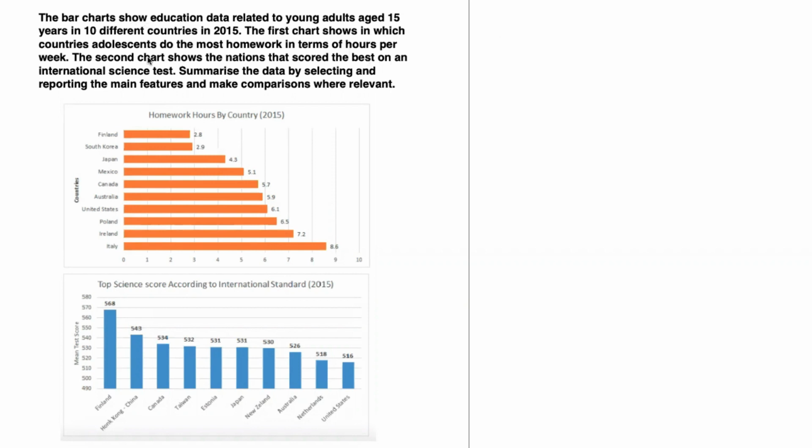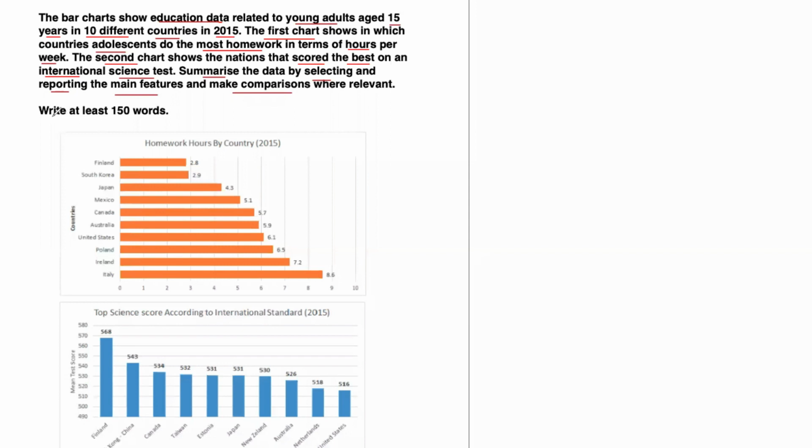Now let's look at the text together, and then we'll look at the graphs. It says, the bar charts show education data related to young adults aged 15 years in 10 different countries in 2015. The first chart shows in which countries adolescents do the most homework in terms of hours per week. The second chart shows the nations that scored the best on an international science test. Summarize the data by selecting and reporting the main features and make comparisons where relevant. And as we know, we have to write at least 150 words.